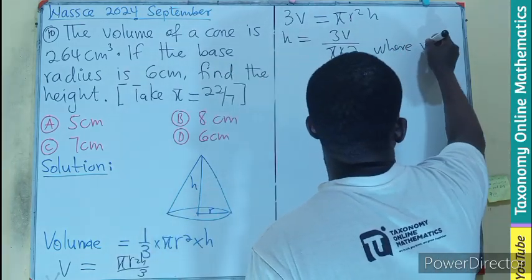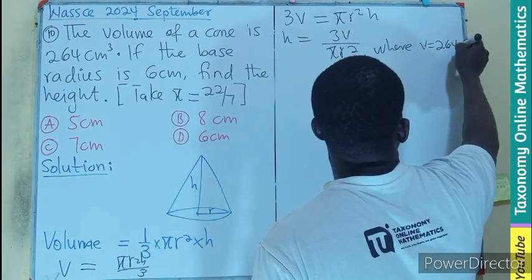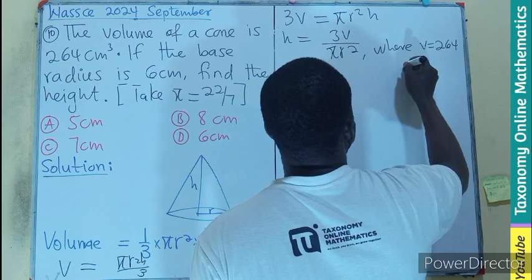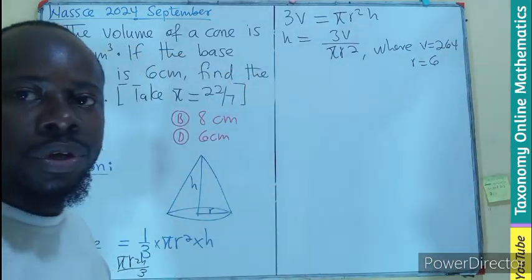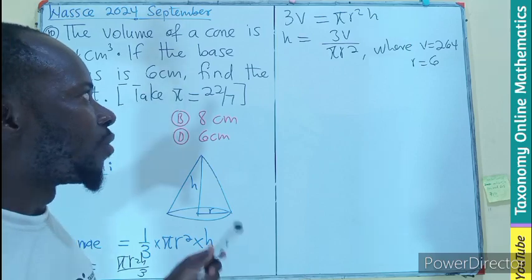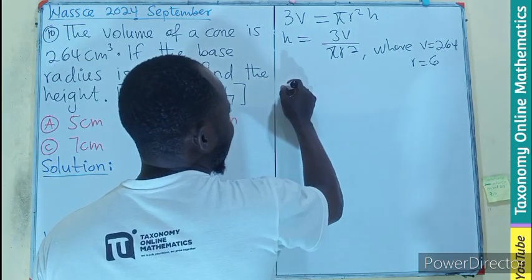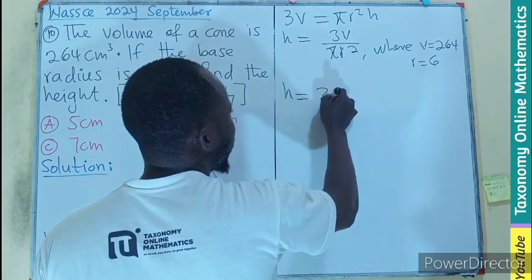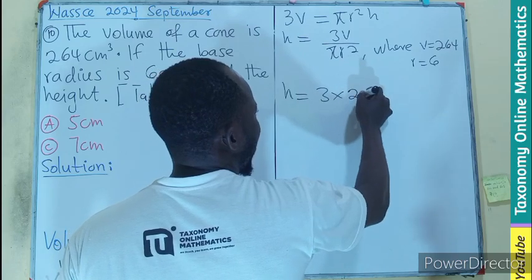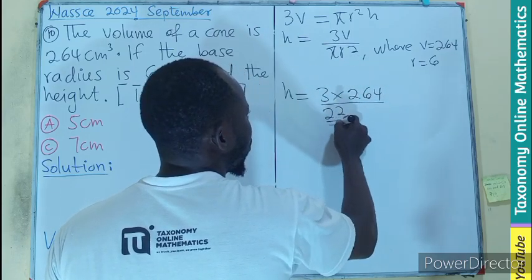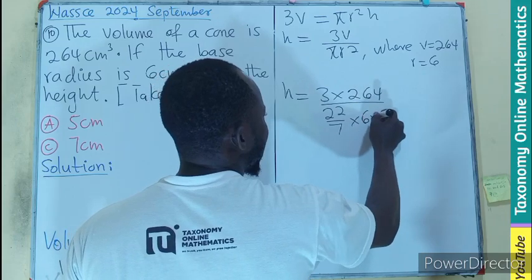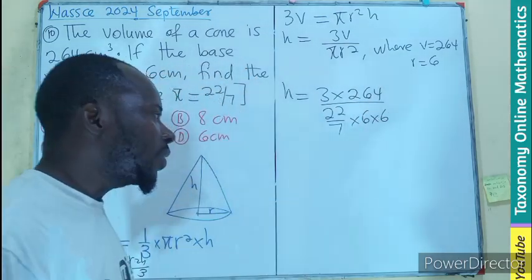So where our V is 264, our r is what? 6. They are in their usual unit as well. So we can substitute from here and realize that your height will be equal to 3 times 264 divided by 22 over 7 times 6 times 6.